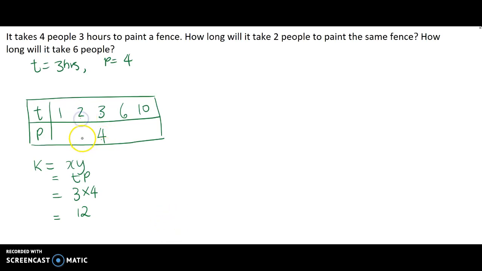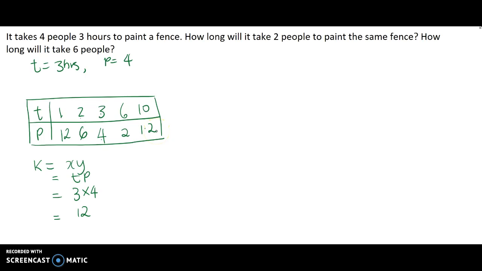So 2 times what gives us 12? 2 times 6 gives us 12. 1 times what gives us 12? 1 times 12. 6 times what gives us 12? 6 times 2. 10 times what gives us 12? 1.2.